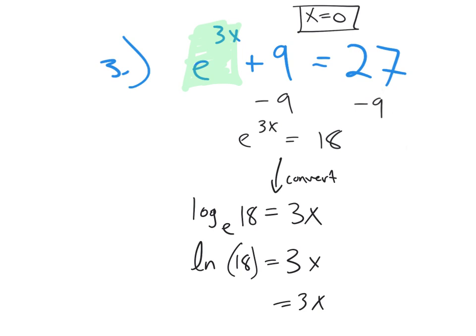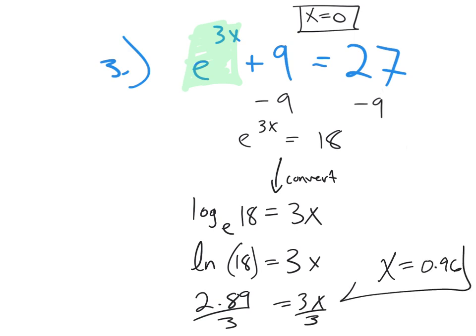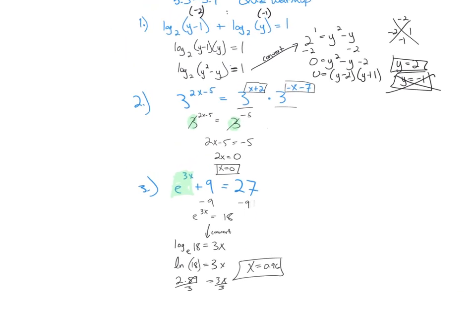Just the natural log of 18, 2.89. And that you're still going to take and divide by 3 in order to solve for x. 0.96. You can round those just to 2 decimal places. Any questions over any of those?